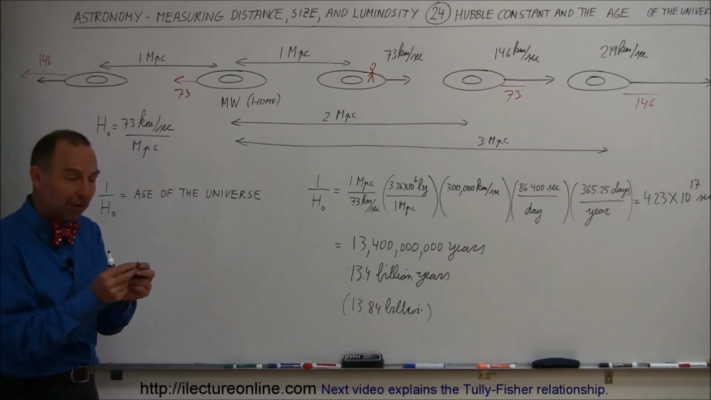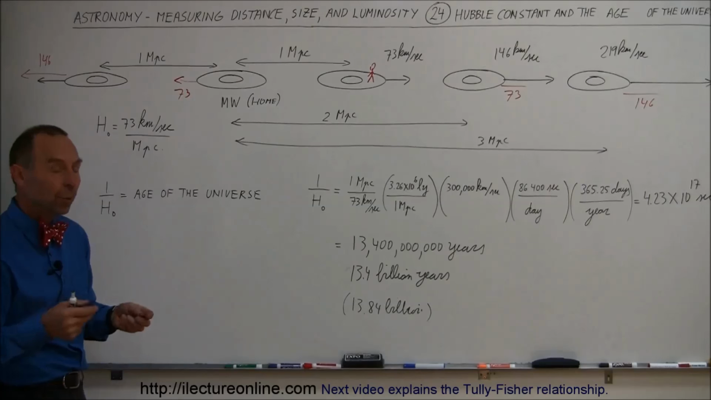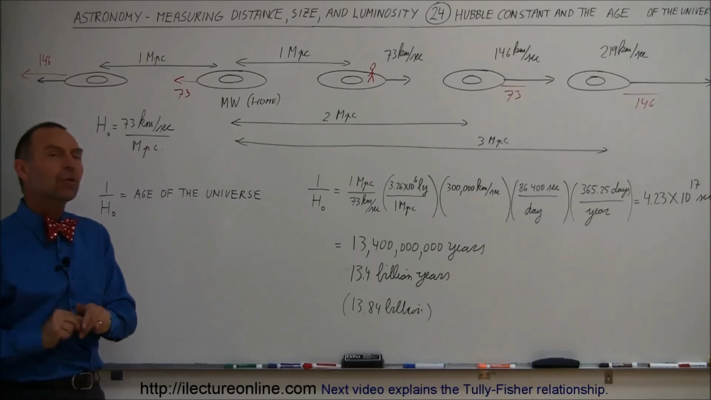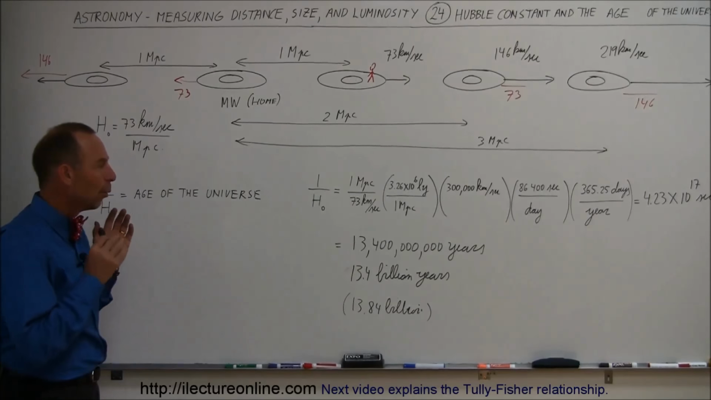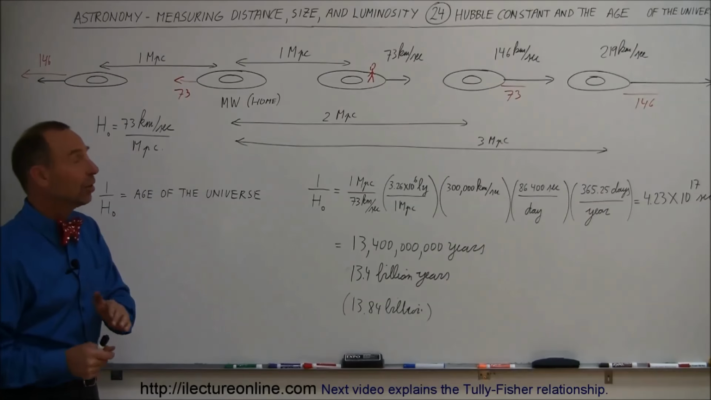It means slower in the past, meaning the universe was expanding more slowly, and therefore it took longer to get where we are today. Now, here's another way of looking at it. Why is 1 over the Hubble constant equal to the age of the universe? Well, imagine this.